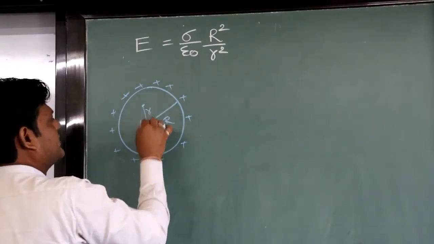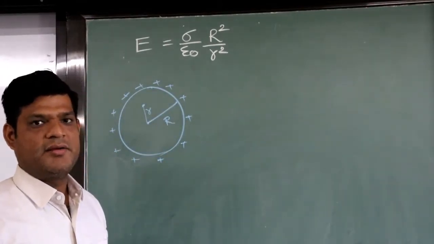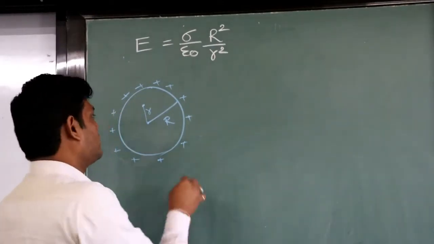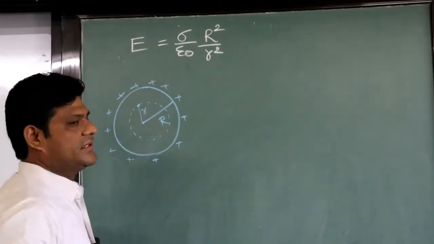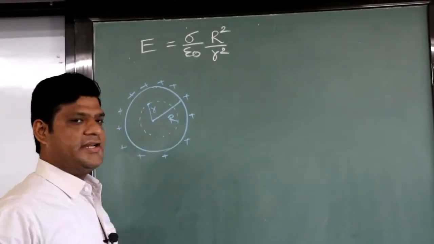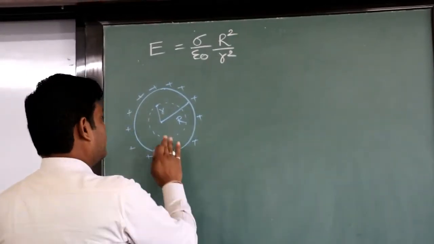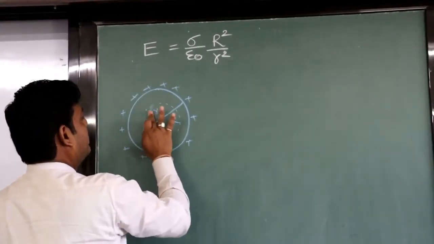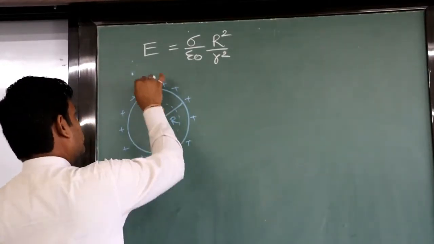Suppose small r is the distance. The electric field is 0. Why? Because the Gaussian surface does not enclose any charge. That's why the electric field inside the shell is 0. That we studied. Now, electric field at a distance r outside the shell.